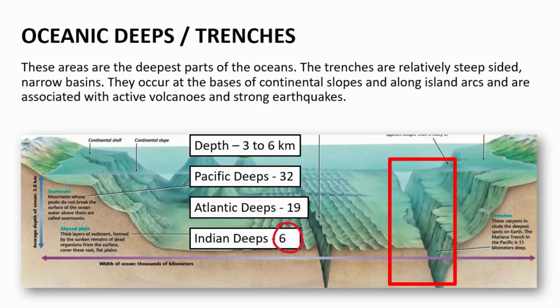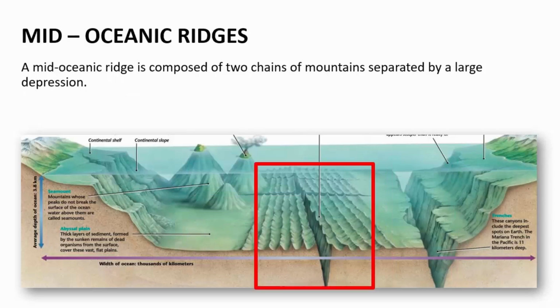The next in our list, the major ocean feature, is the mid-oceanic ridges. Now, this comes inside the minor relief features. A mid-oceanic ridge is composed of two chains of mountains which are separated by a large depression, as you can clearly see in the figure. Now, how do they form?